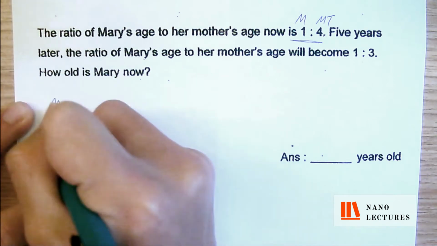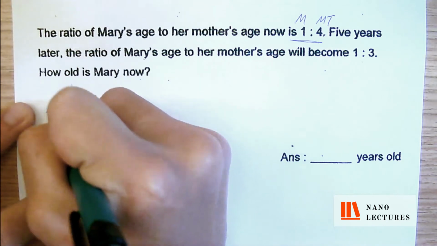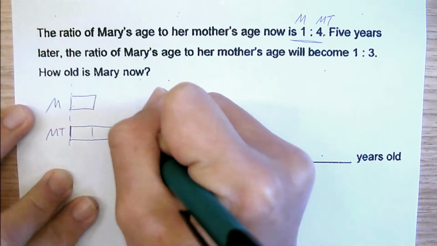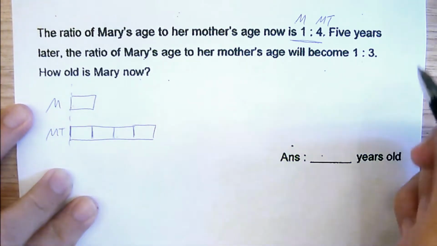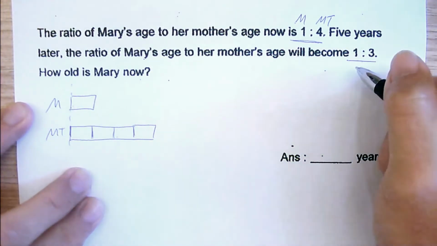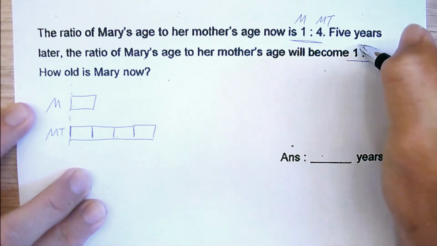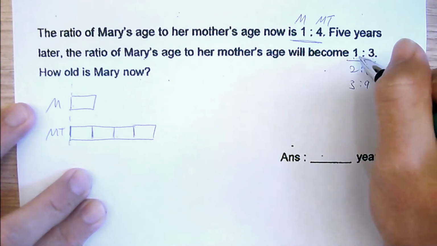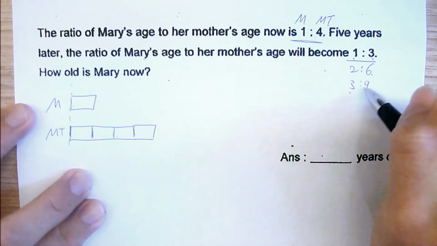Mary to mother is 1:4. 1, 2, 3, 4. If I add on a certain amount over here, the ratio will become 1:3. Now, if you watch my previous video, I taught you how to do ratio conversion. 1:3 can be 2:6. It can be 3:9. It's exactly the same, right? Because this is 3 times as big as this, this is 3 times as big as this, and this is 3 times as big as this. It's still the same ratio.